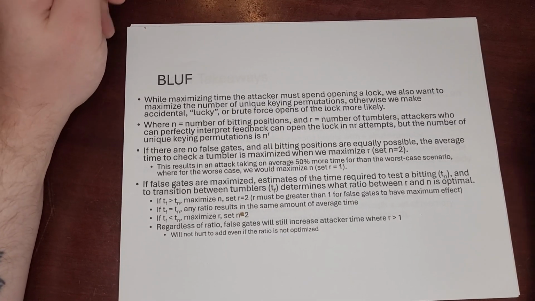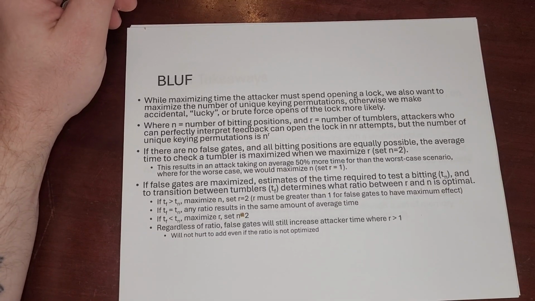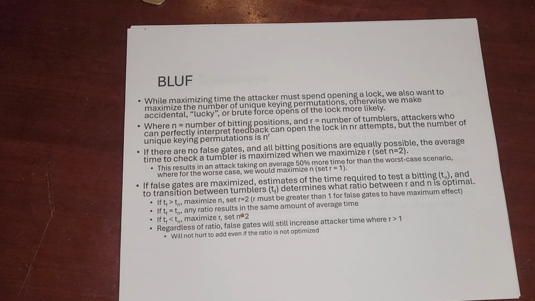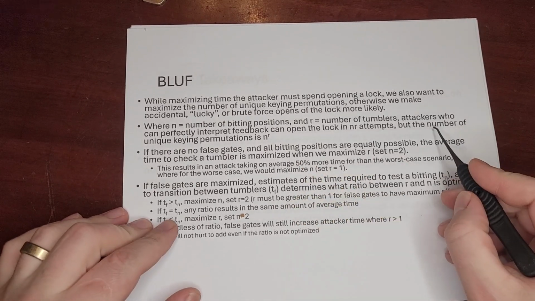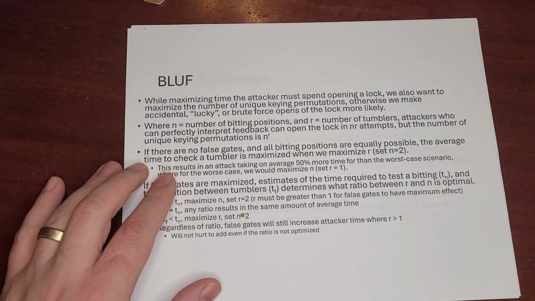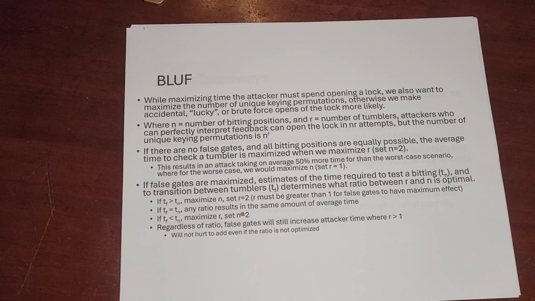Attackers who can perfectly interpret feedback can open the lock in n times r attempts, but the number of unique keying permutations is n to the rth power. And I talk about that a little bit more, and why I think that, in video 2. So if you want to look at that closer, you can see why I say that in video 2.